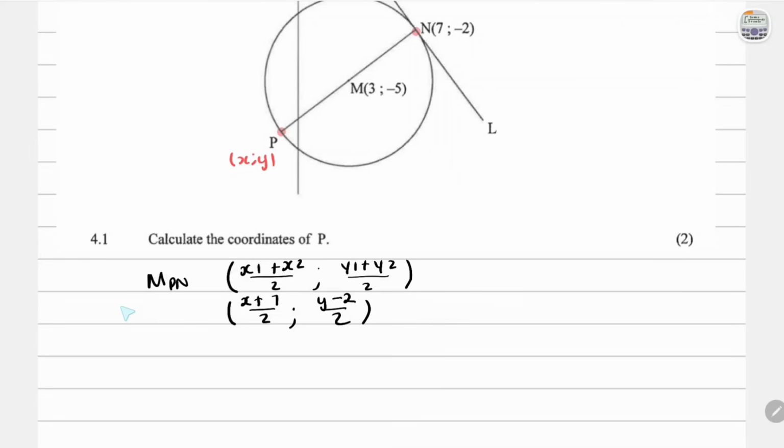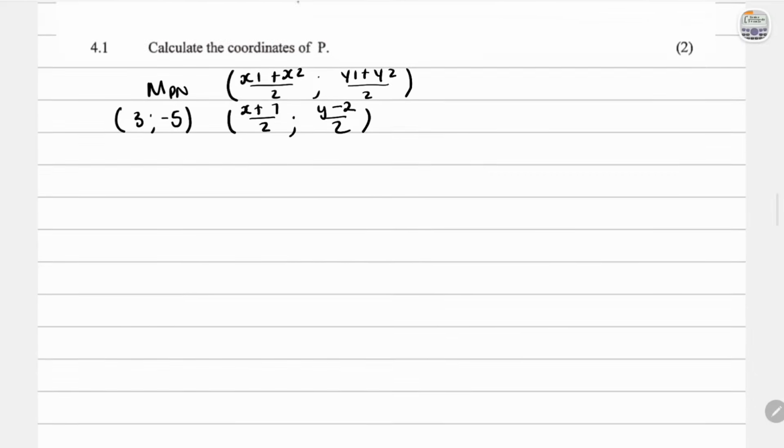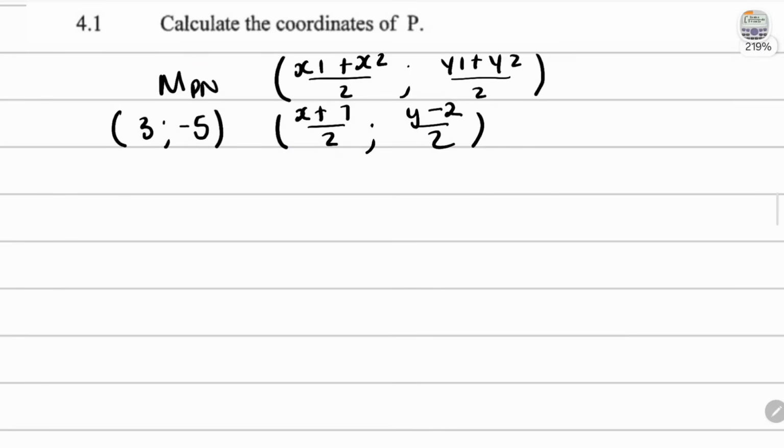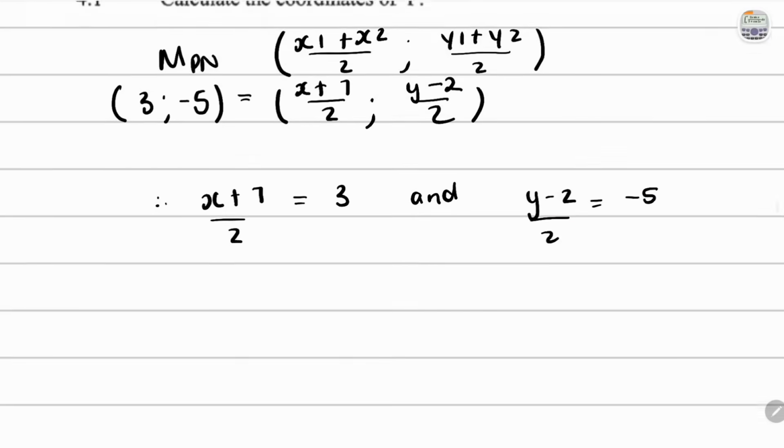But the thing is, we already know this midpoint. The midpoint itself is already here. It's 3 and negative 5. So it means that they represent the same thing. This is the calculation of the midpoint. This is the actual midpoint. So we will make their x values equal, saying that x plus 7 over 2 is actually equal to 3, and y minus 2 over 2 is actually equal to negative 5.